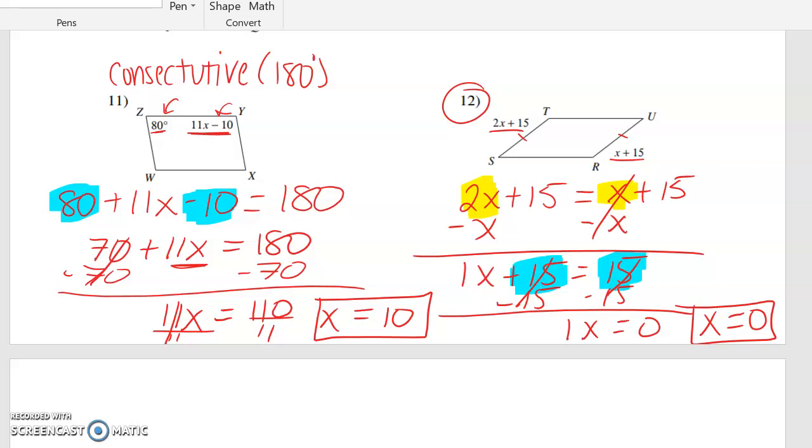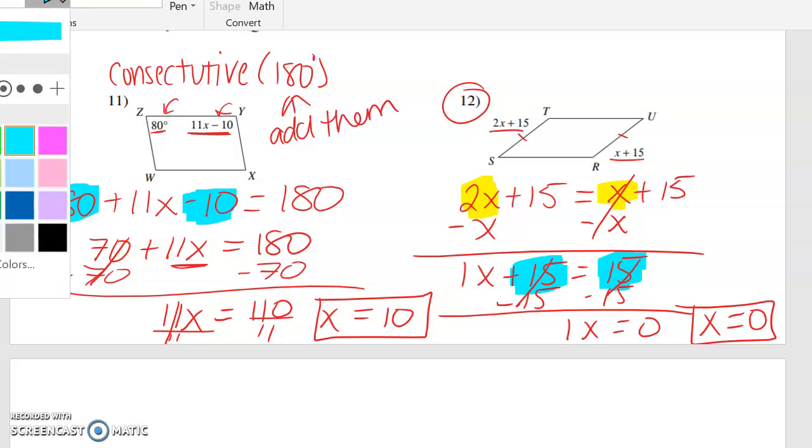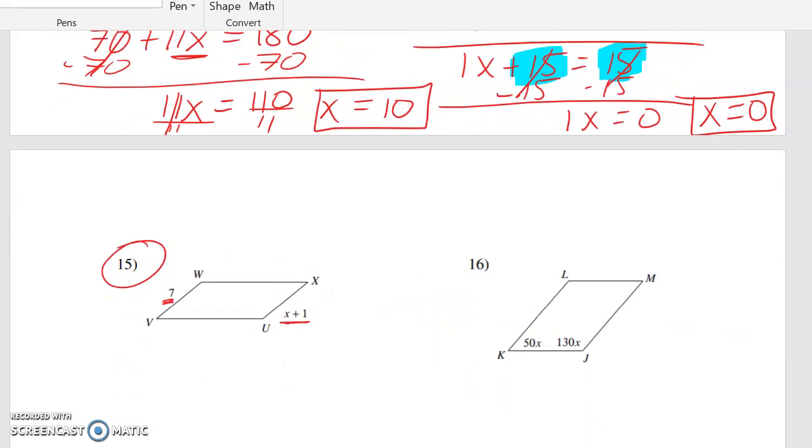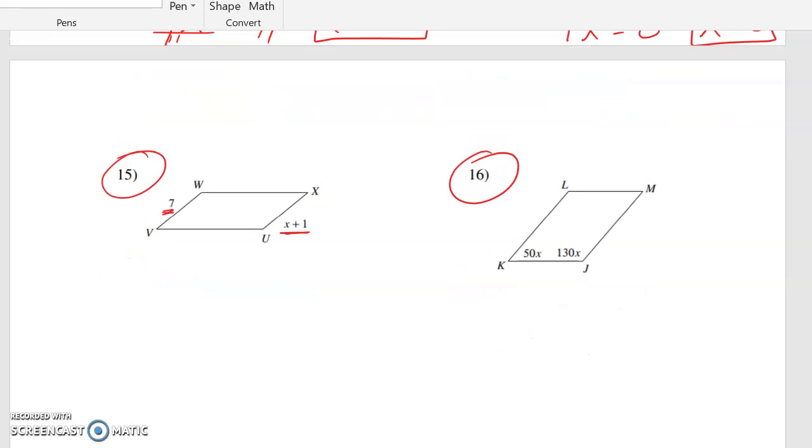All right. So the difference here, okay, is that now instead of setting these two things equal, we're going to add them and set them equal to 180. Okay, and that's the idea of consecutive. Okay, so using that idea, I want you guys to go ahead and try 16. All right, and that's going to be your last problem for today.